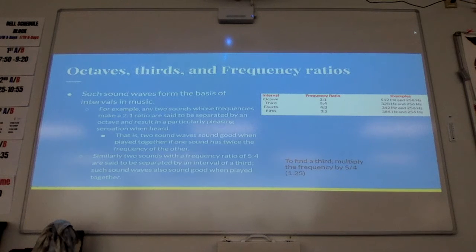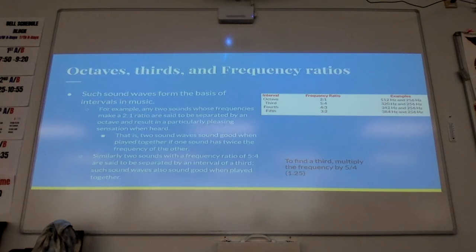So, such sound waves form the basis of intervals of music. For example, any two sounds whose frequencies make a 2-to-1 ratio are said to be separated by an octave. So, an octave might be C. Okay, that's an octave. They're separated by double the frequency. And they sound really nice. So two sound waves sound good when they're played together if one sound is twice the frequency of the other.